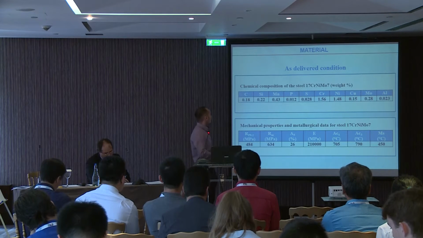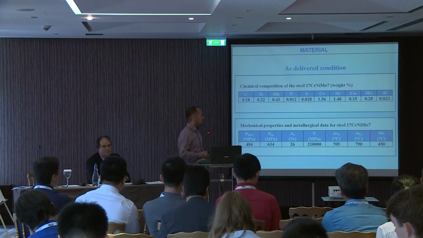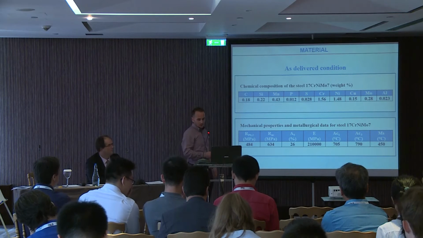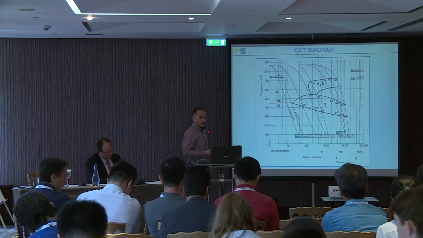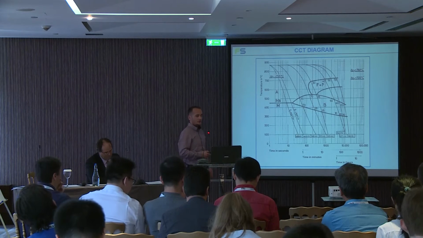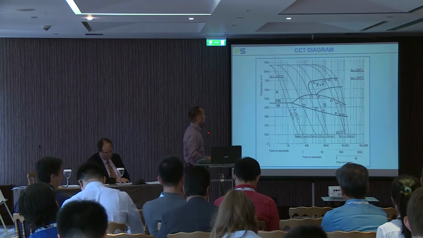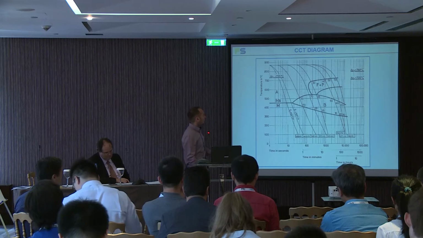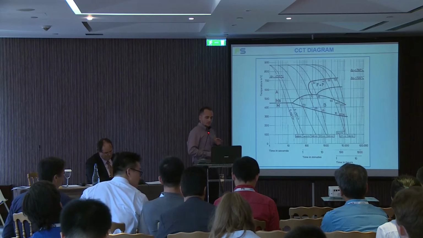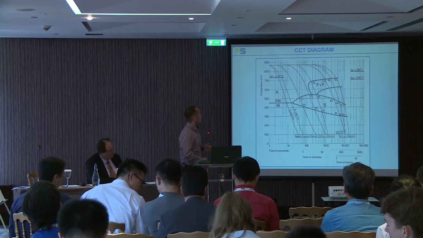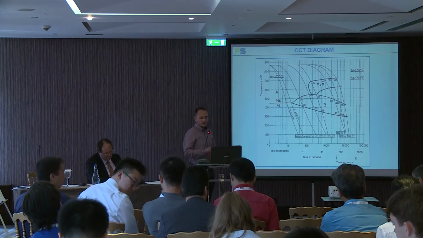The material in delivered condition is nickel molybdenum alloy steel, and mechanical properties and metallurgical data are shown in the table below. If we refer to the CCT diagram, we belong in this region. Our specimens have a microstructure with martensite and some bainite.